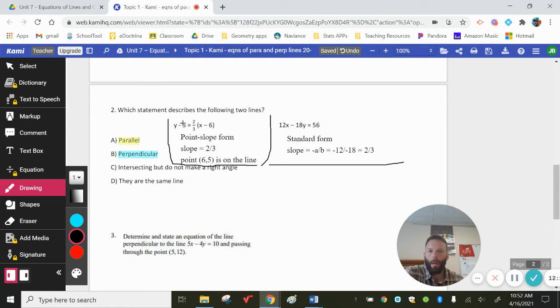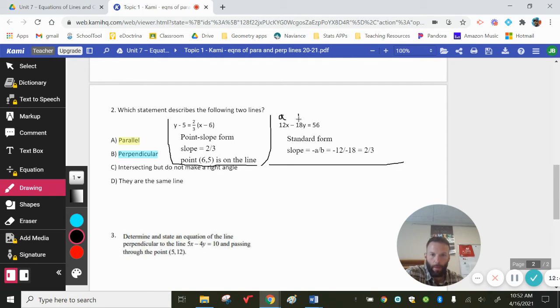Having looked at each line carefully, this first line is in point-slope form. So the slope of the line is 2/3, and the point (6, 5) is a point on that line. So that's what I know about this first line. The second line is written in standard form. And the one thing I can take away from this is that the slope is the value of negative a over b. So the a is 12.